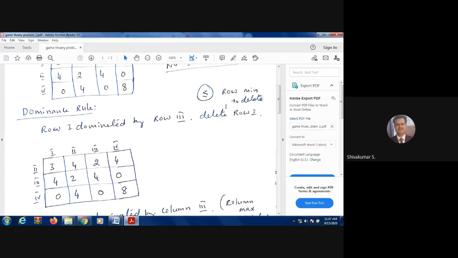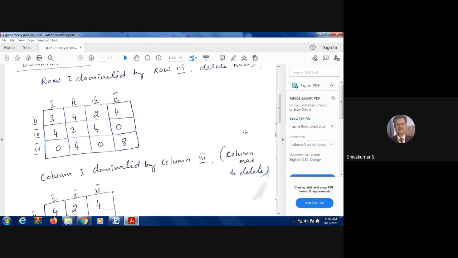Remember, I have written at the right side here. You check out here, row minimum to delete. You go deleting the minimum values in the row. Similarly, column max you are deleting. Remember, you are deleting the column values which are more, the maximum values. So column 1 is dominated by column 3. So you are deleting column 1.